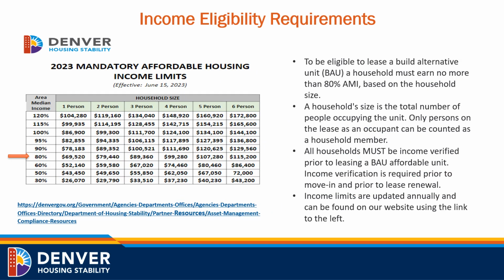The income eligibility requirements for the Build Alternative Plan are as follows. To be eligible to lease a build alternative unit, a household must earn no more than 80% AMI based on the household size. A household size is the total number of people occupying the unit. Only persons on the lease as an occupant can be counted as a household member.